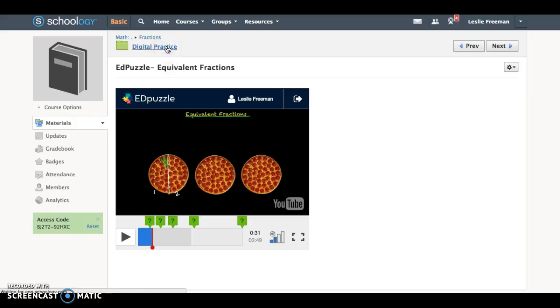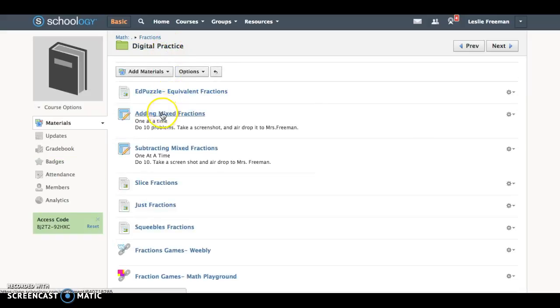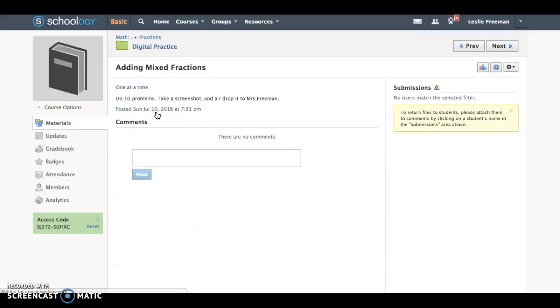I'm going to head back to digital practice, and inside here I have a couple of activities. These are actually the graded activities for students to do where I can insert a grade into the gradebook part.